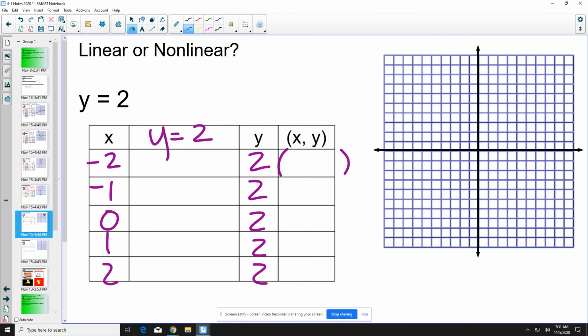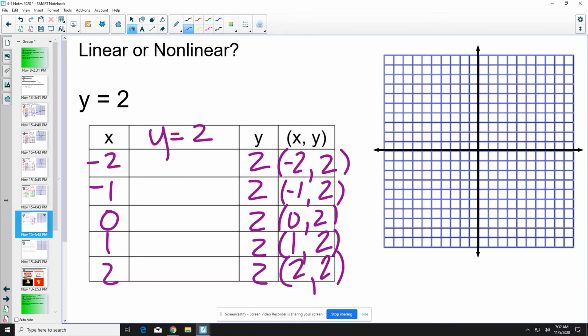Now let's fill in our points. Our first point is -2, 2. Our next point is -1, 2. Our next point is 0, 2. Our next point is 1, 2. Our next point is 2, 2. There are our points. Now let's go to your graph.